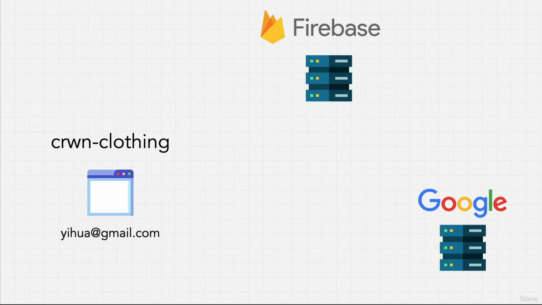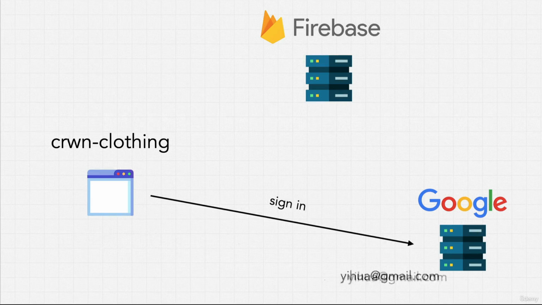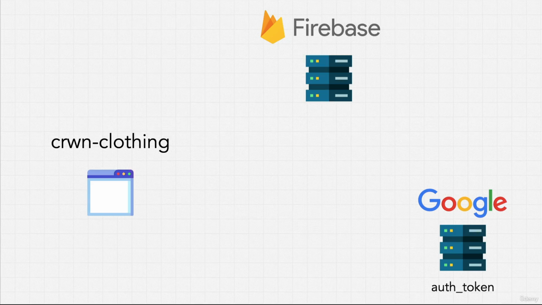So let's walk through a flow. Let's say for our Crown Clothing, I'm trying to access Crown Clothing. What I do is I use Crown Clothing's Google Sign-In. So we're going to implement this feature next, but we're just going to walk through a high-level flow. So I'm going to make a request to Google server saying, hey, I want to sign in for this user, yihua@gmail.com. I'm going to send over my credentials. I'm going to either sign in with my email and my password, or if I'm already signed in, I'm just going to tell Google, hey, I'm trying to sign in. What Google will do is say, oh, are those credentials correct? Yes, I can verify this person, so I'm going to generate an auth token. An auth token is just a unique hashed string.